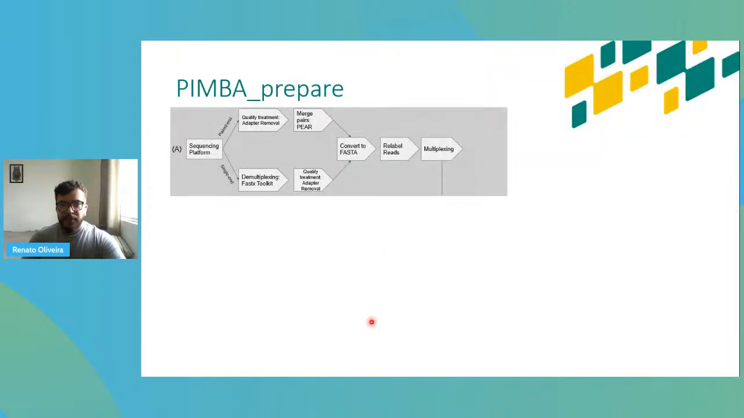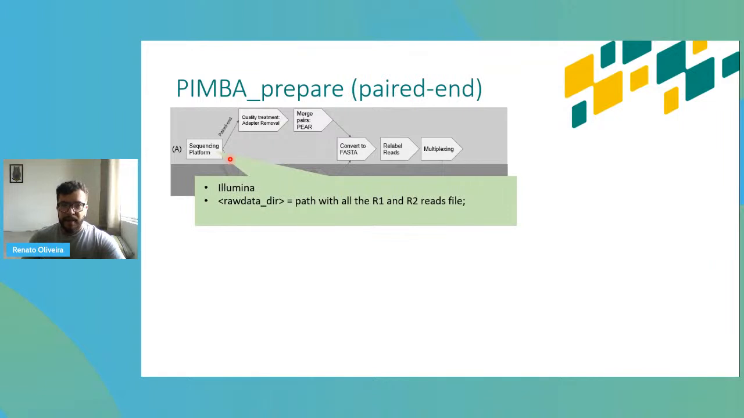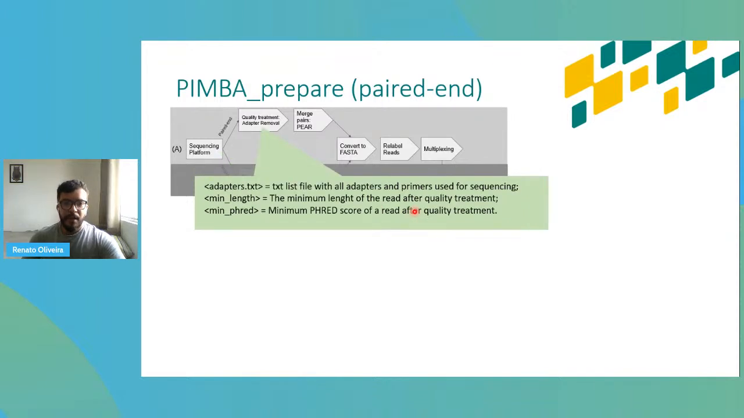The first module is a pre-processing module to perform some quality treatment. It's called PIMBA Prepare. And PIMBA can work with both paired-end and single-end reads. In the case of paired-end, you just need to inform PIMBA the forward and the reverse files, the adapters that were used in the sequencing process, the minimum length and the minimum phred value, and then AdapterRemoval will be able to generate some high-quality data.